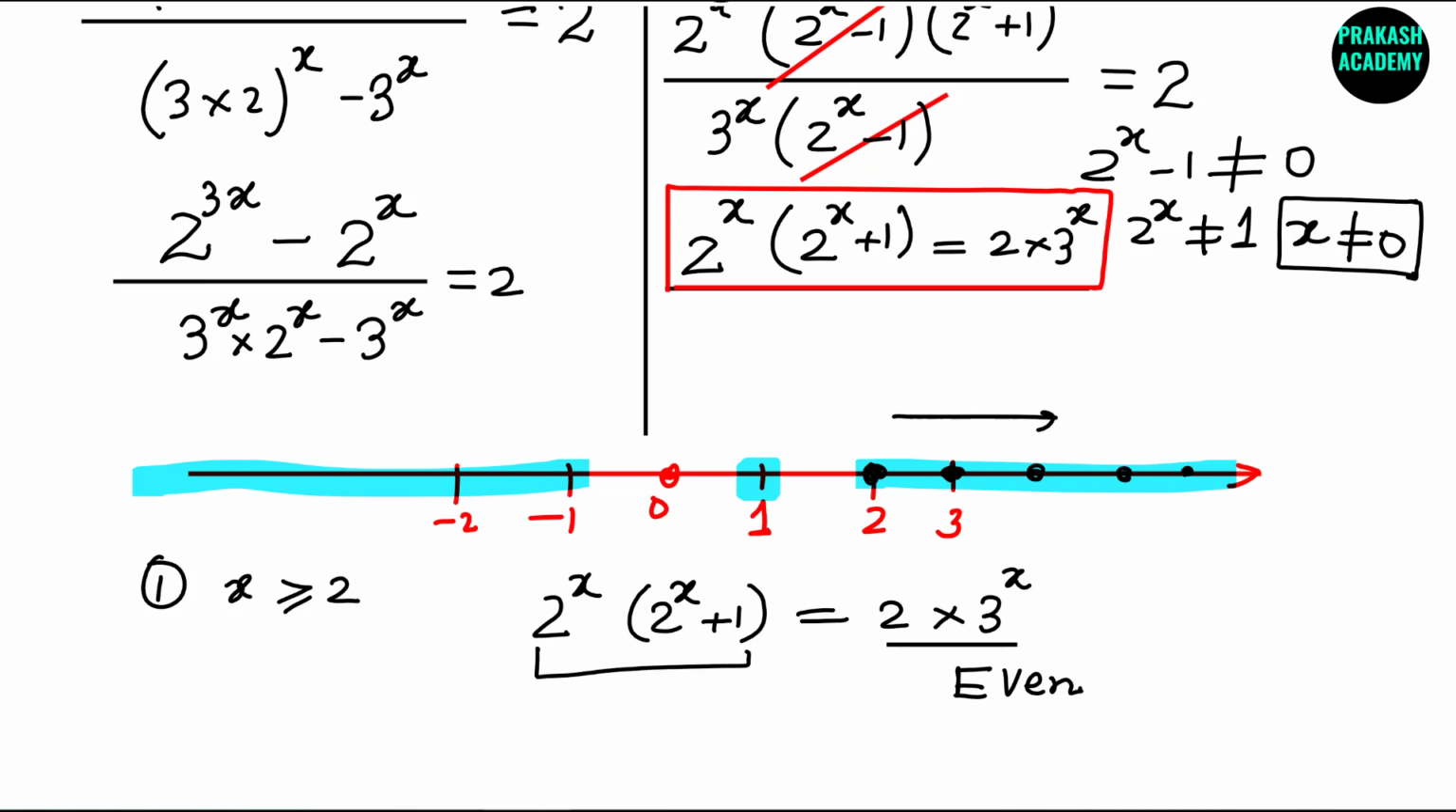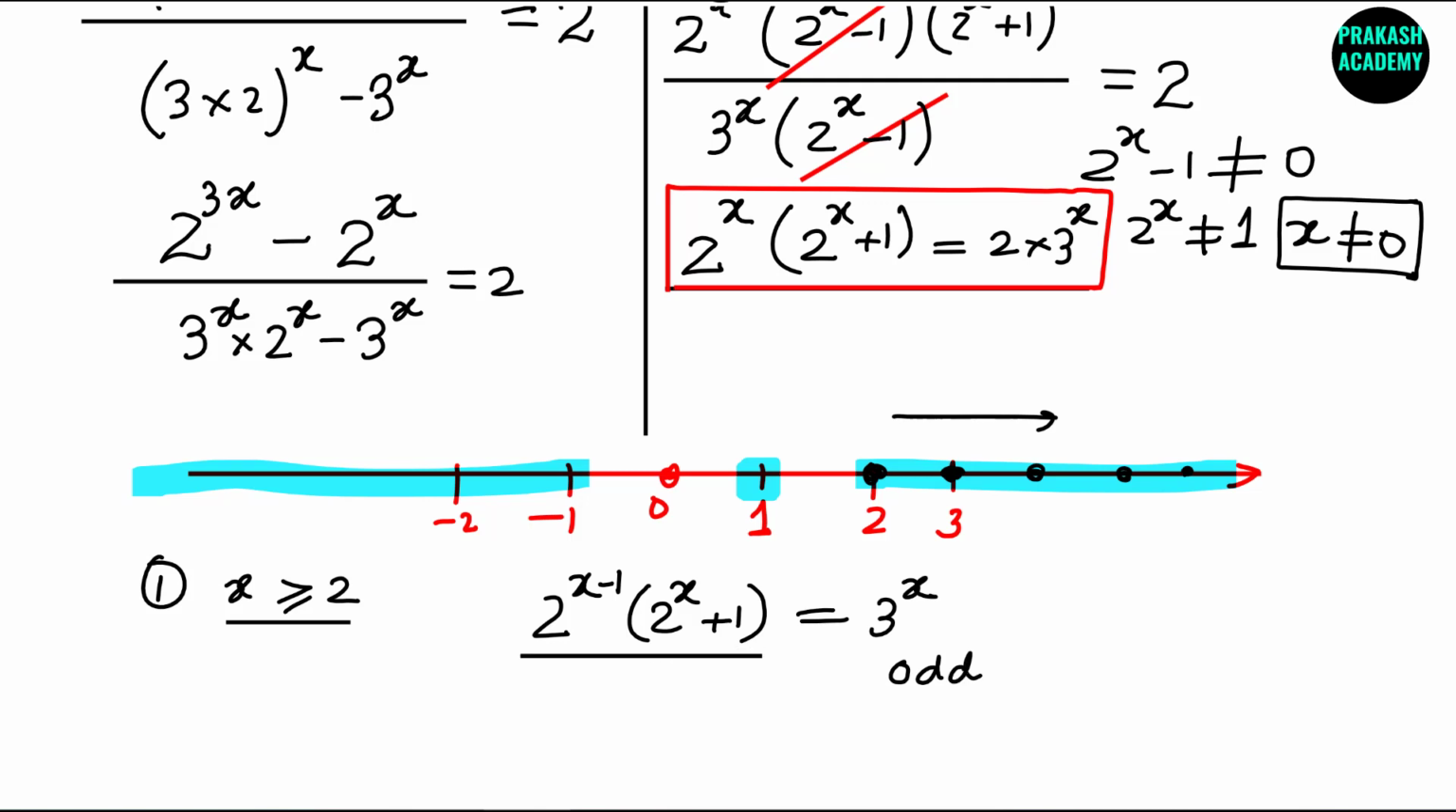And on this side, now what I will do is divide by 2. Then we can have a better result. So I will divide, and this will be 2 raised to the power x minus 1. Now you see, if x is greater than 2, then this side will be odd, but this side will be even.